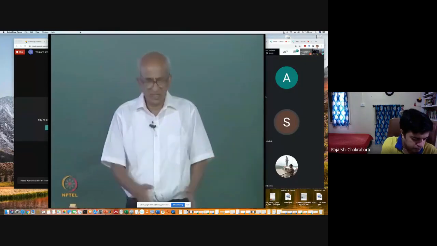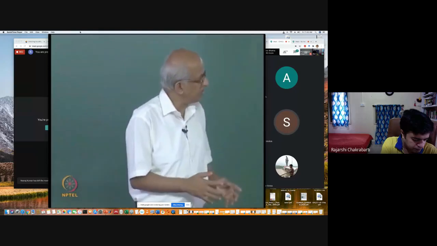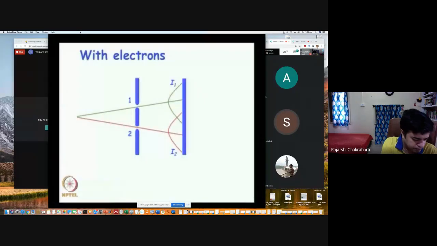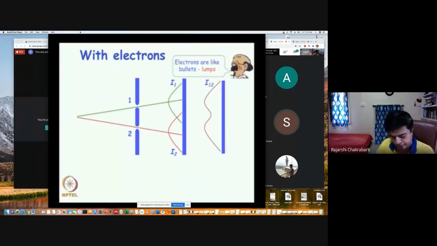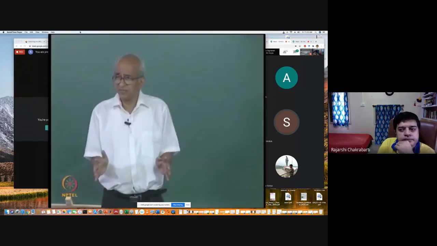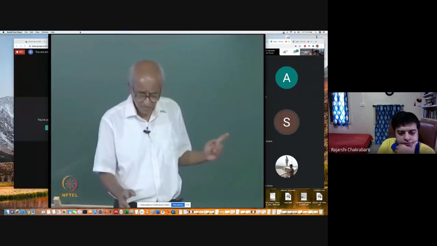Right? So they seem to be similar to bullets, and therefore, if I use that and ask the question, what will be I12? I12 is the intensity distribution in the case where I keep both the slits open. What would be the expression for I12? And what would be the answer? Obviously, it has to be the sum of I1 and I2. It has to be. So the expectation is that I12 must be the sum of I1 and I2. But if you actually do the experiment, you don't get the result to be this sum.